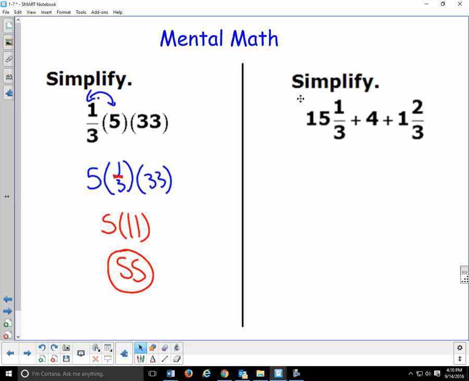Try using those properties to simplify this one. Pause it, try flip-flopping things around, seeing what you can do to make this an easier problem to work with.